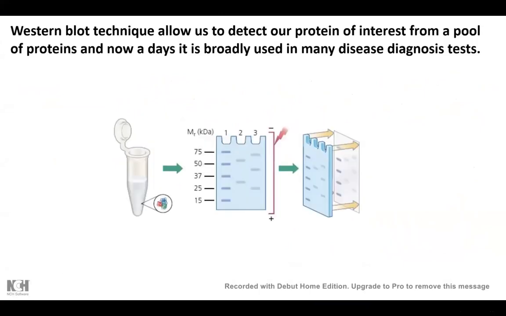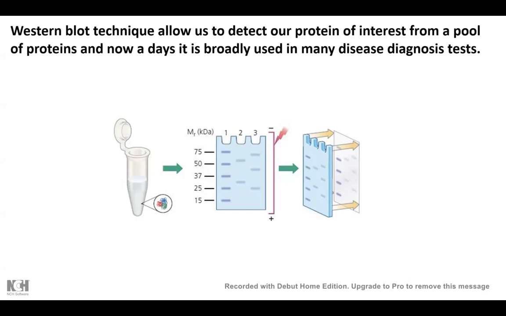Today's installment, we'll be talking about Western blot. A Western blot is a technique which allows us to detect our protein of interest in a pool of protein. Nowadays, it is widely used as a diagnostic tool in many infectious diseases, and diseases like HIV might be diagnosed using Western blot. So Western blot has immense importance. And in fundamental research, Western blot is also very important. So we will discuss all these aspects in this video.